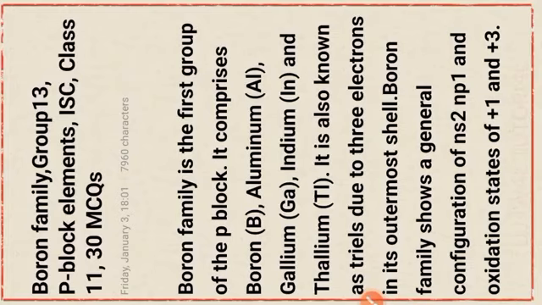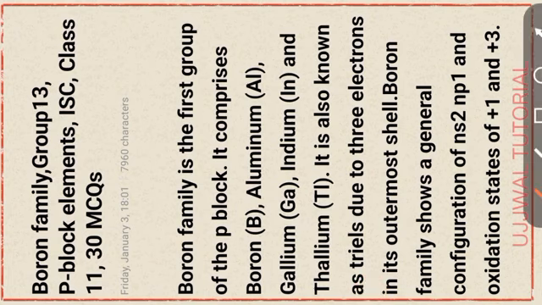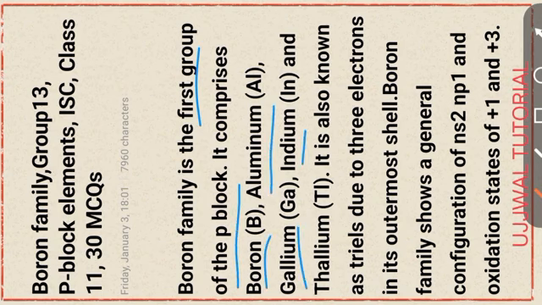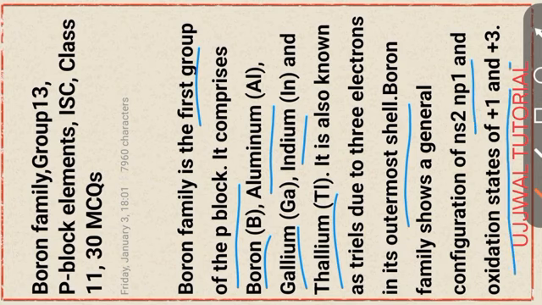My dear viewers, now we discuss the boron family, group 13 of the p block elements, based on ISC Class 11, with 30 MCQ questions and answers. Boron family is the first group of the p block. It comprises boron, aluminium, gallium, indium, and thallium. It has three electrons in its outermost shell. Boron family shows a general electron configuration of ns2 np1 and oxidation states of +1 and +3.